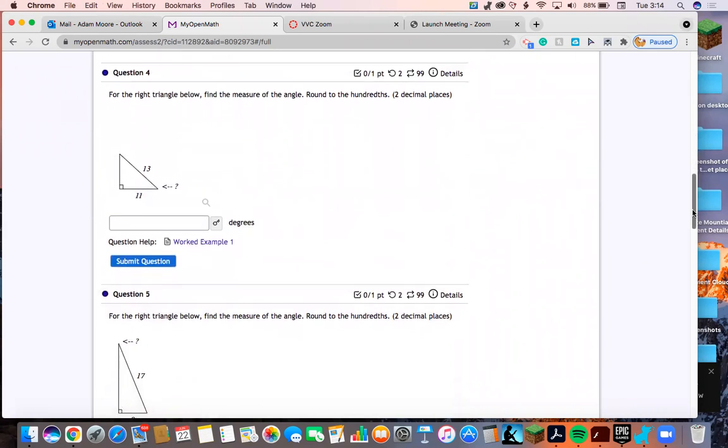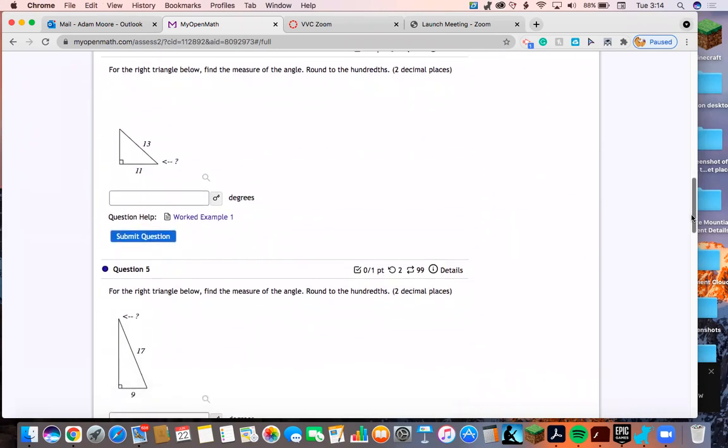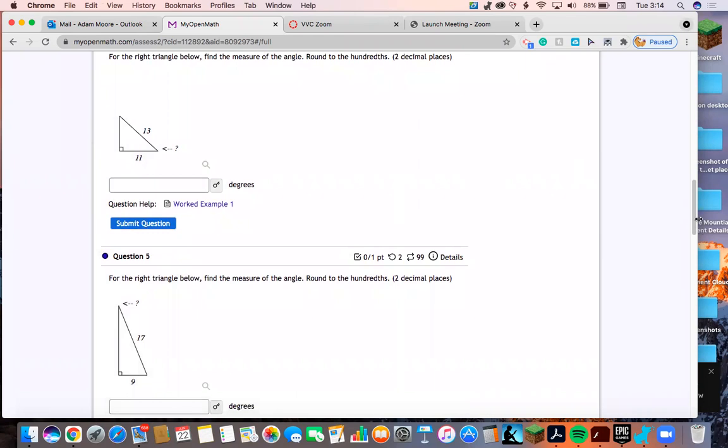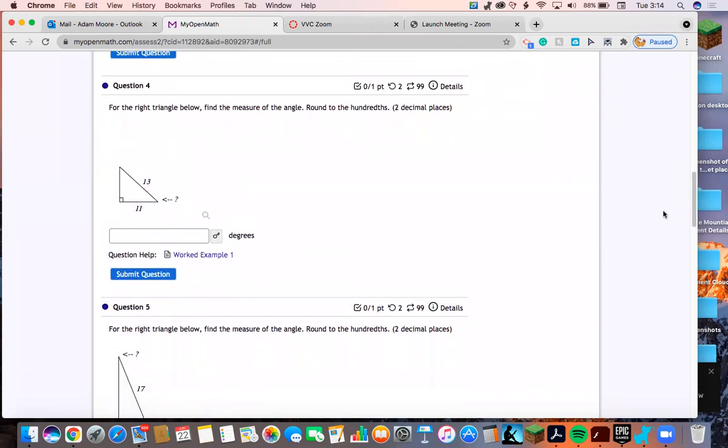Numbers 4 and 5, let's do number 4 and 5. So number 4 here, what I'm seeing is we have a couple of sides given, but what is being asked of us is to find out an angle measure, not to find a third side or something like that. That would be Pythagorean Theorem if they wanted that. But if we have to figure out what is the measure of this angle here, we'll call it X or something like that.